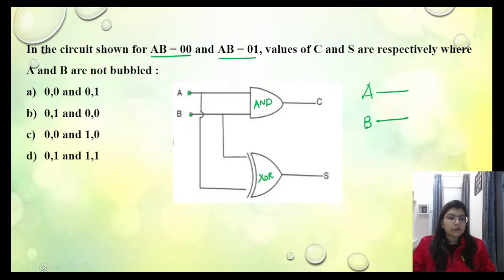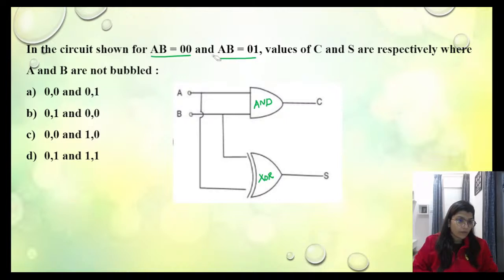So what will be the value of this one? First you have to take value of A and B as 00, and then you have to take value of A and B as 01. This is very easy.